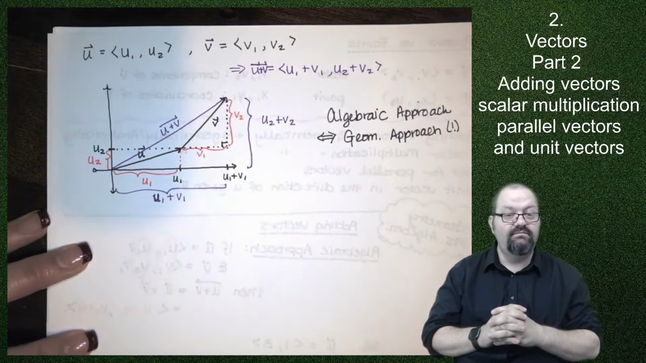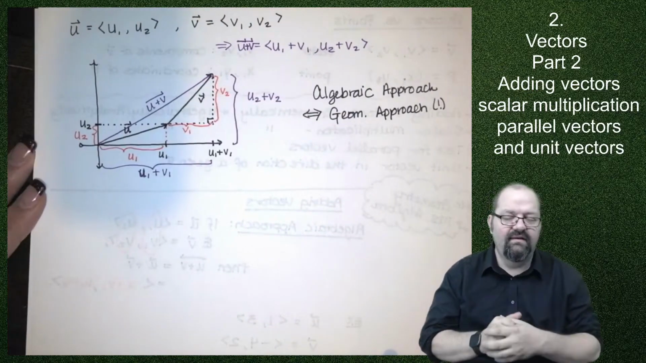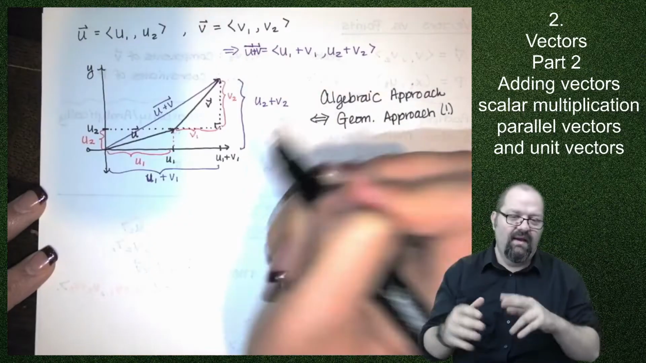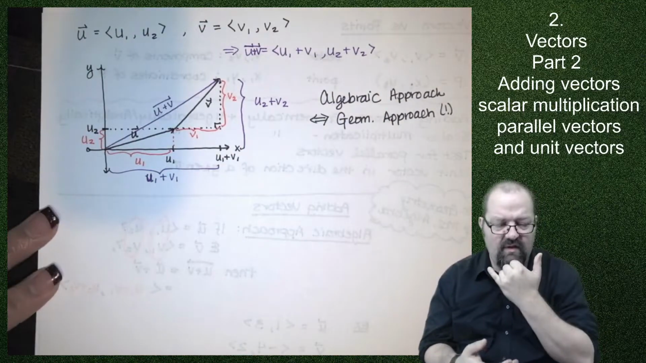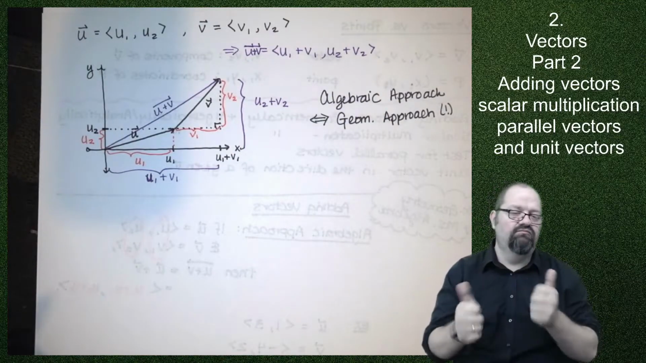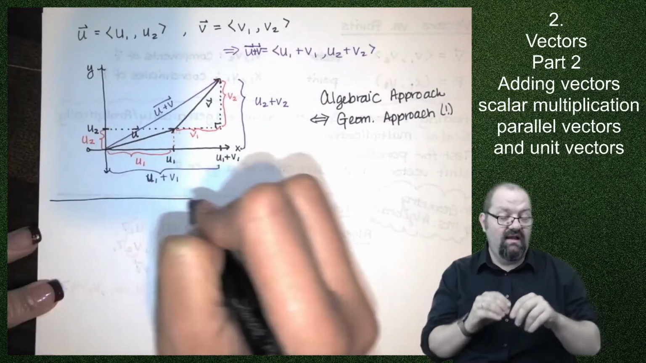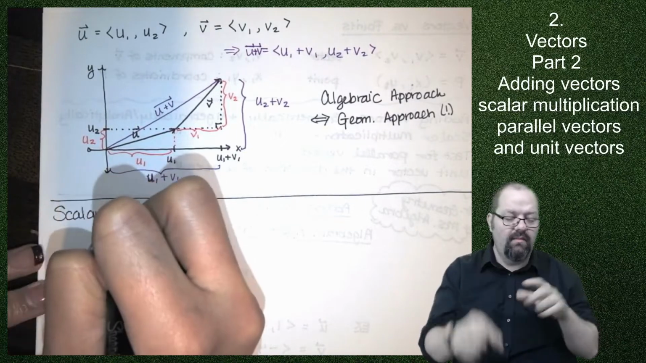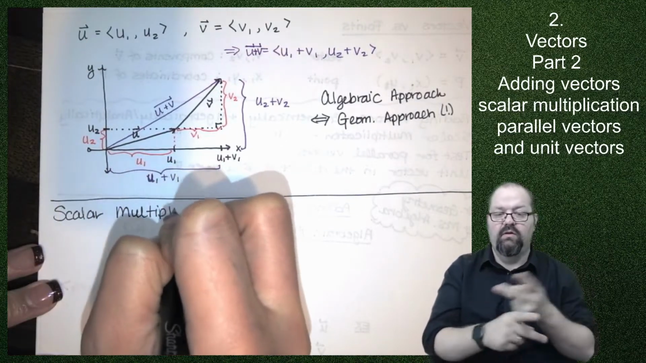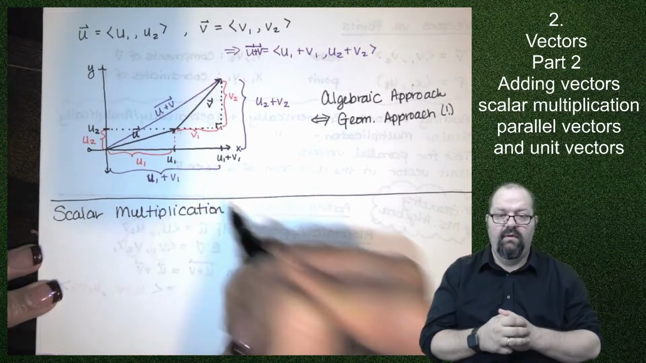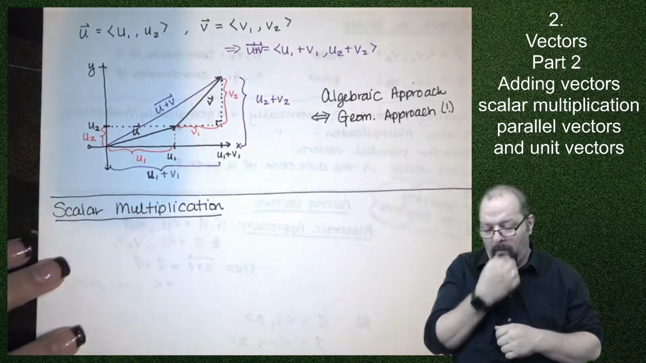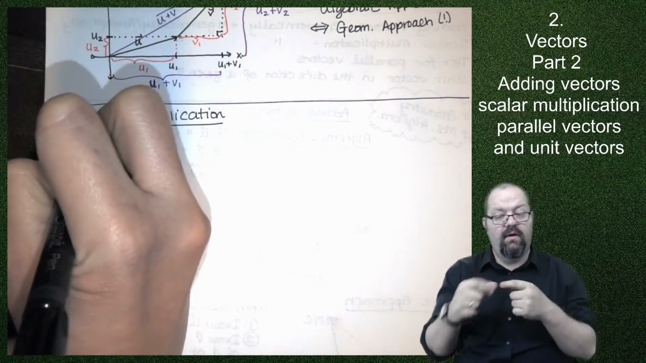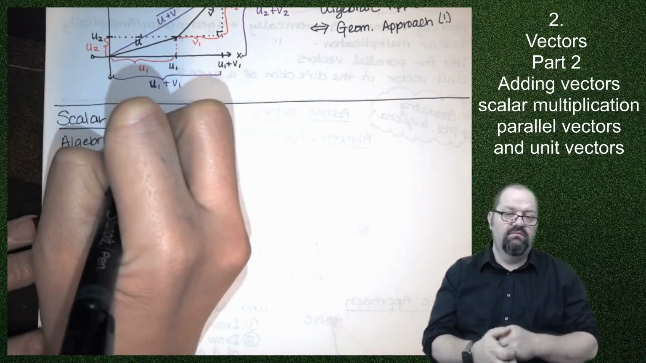That's exciting. It's a good thing, a very good thing. We wouldn't want them to be inconsistent with each other. That'd be very bad. Label my y-axis and my x-axis. All right, so that's adding vectors algebraically. Let's talk about scalar multiplication. First, let's talk about it algebraically, or analytically, whichever you'd prefer.